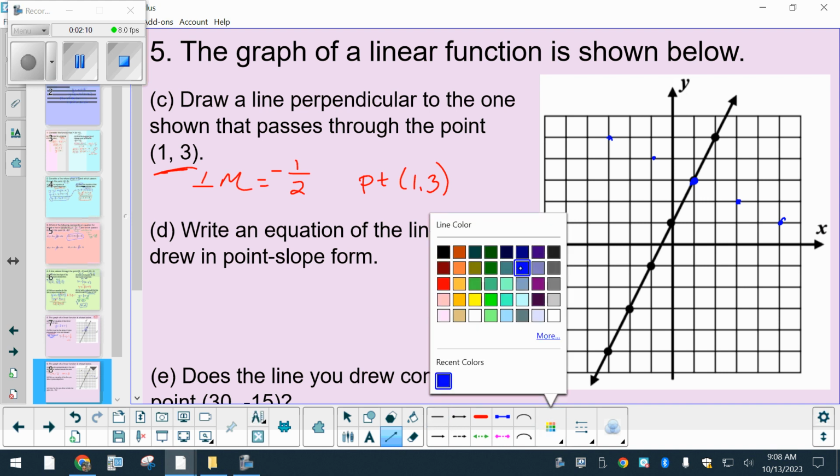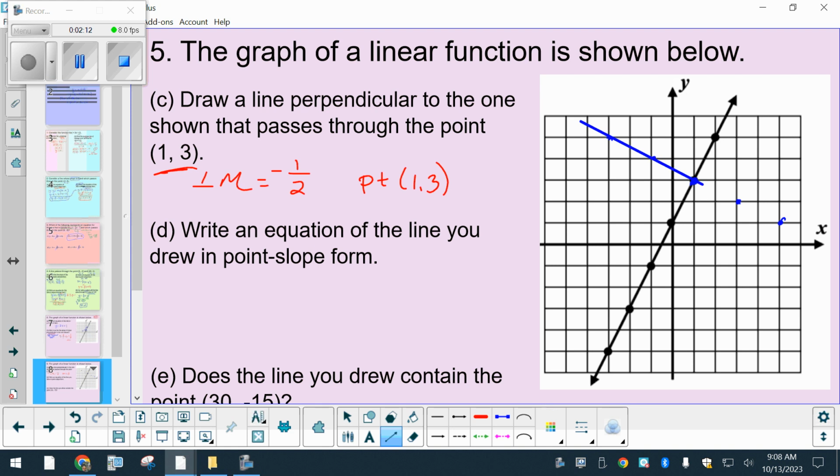Make sure it's corner blue. Let me get our line.